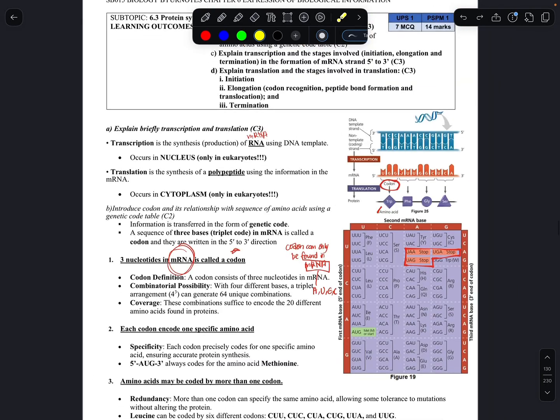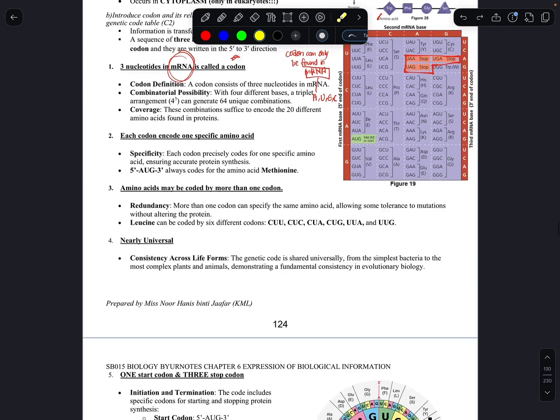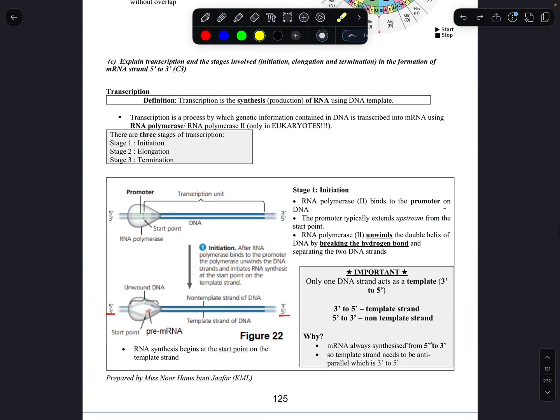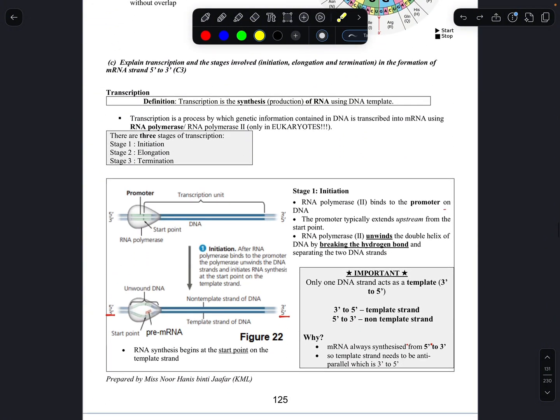Boleh? So this is just the basic of transcription. And I will make another video to explain about transcription step by step.